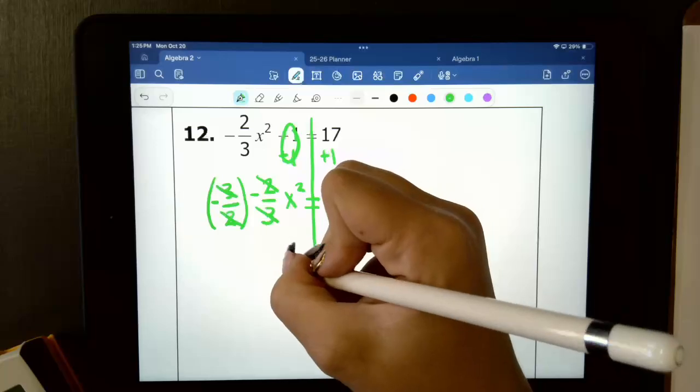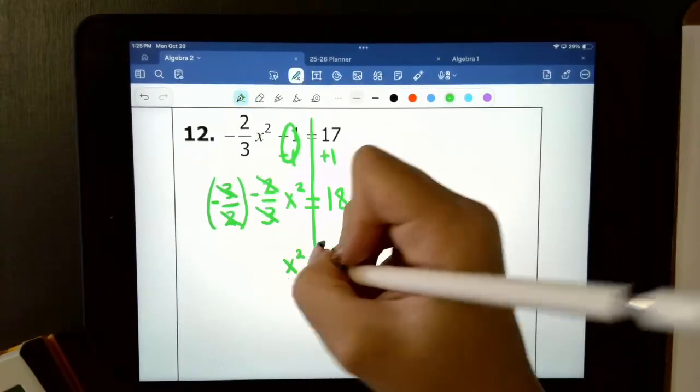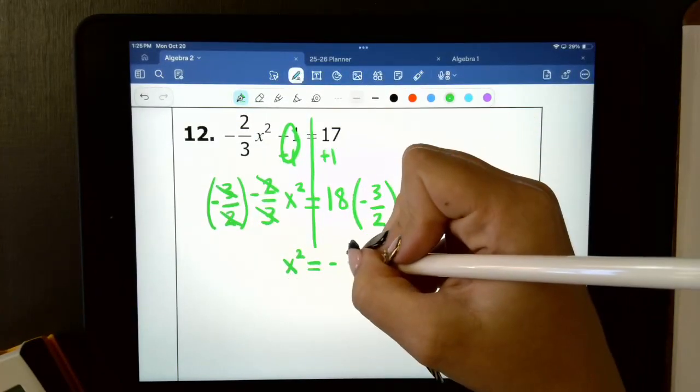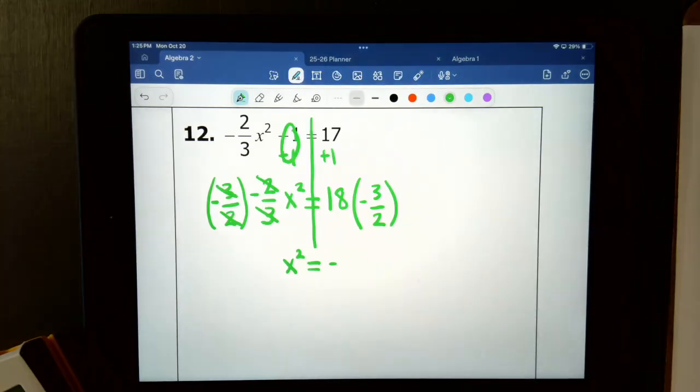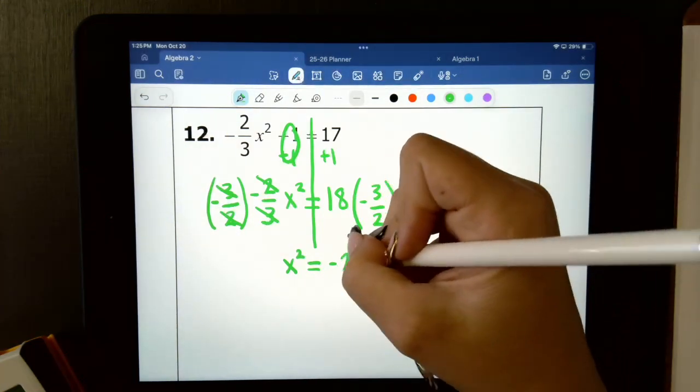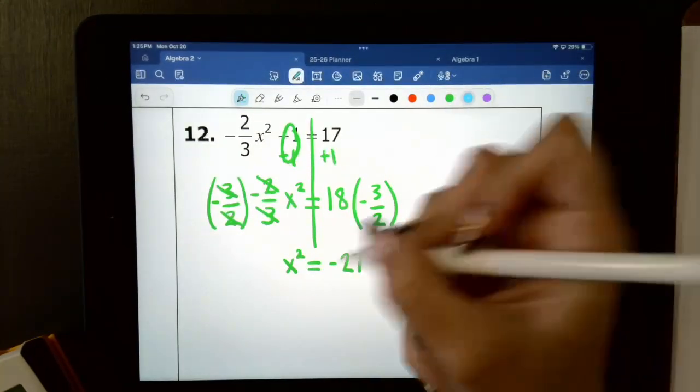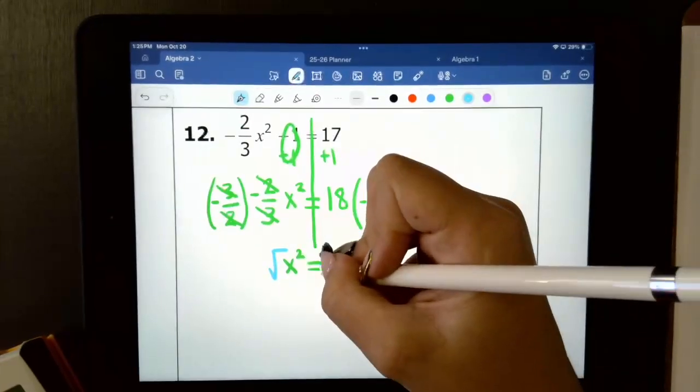So, we're going to be left with x squared equals what? Negative 18 times negative 3 over 2. Yeah, negative 27. So, now we take the square root of both sides.